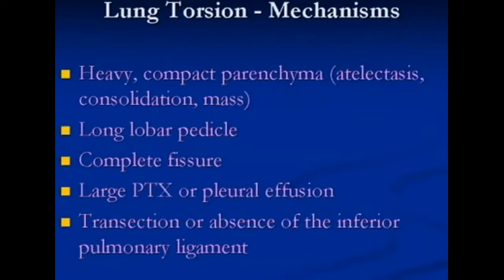Well, if you have a heavy portion of lung, that's going to give you a fulcrum to spin on. If you have a long lobar pedicle, that gives you the ability to make that spin. A complete fissure: if you have an incomplete fissure, the two lobes interdigitate, and that prevents you from making that rotation. If the fissure is complete, it'll spin. You need a place to do it, so you have to have a large pneumothorax or a large volume of pleural fluid. And if you're either torn or you don't have an inferior pulmonary ligament, it allows you to make that swing.